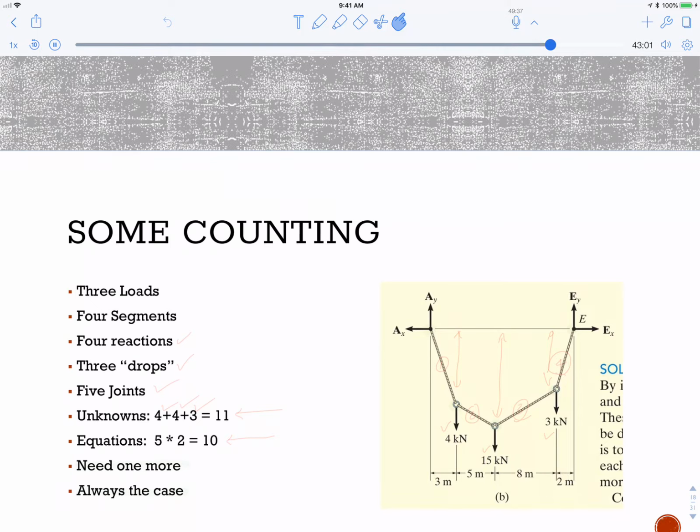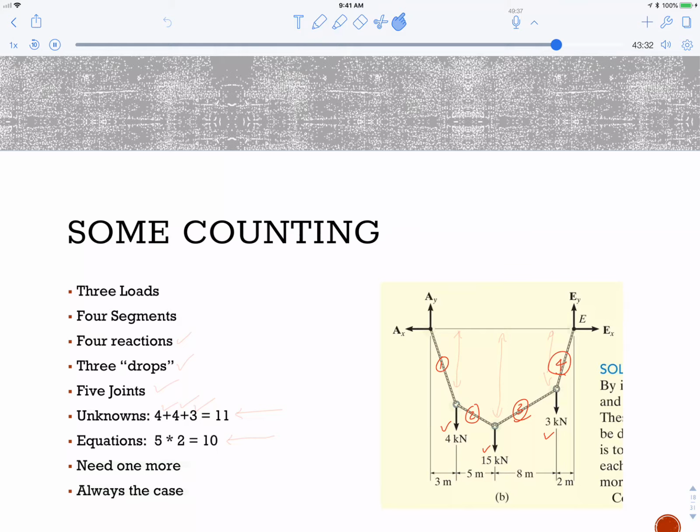Before we solve some problems, let's just do some counting. This cable, this rope that you're hanging from A to E, is hanging 3 loads. So you have this 4 kilonewton load there, a 15 kilonewton load, and a 3 kilonewton load. And when you put 3 loads in between the span, that makes 4 segments. 3 loads will make 4 segments. 4 loads would make 5 segments, and etc.